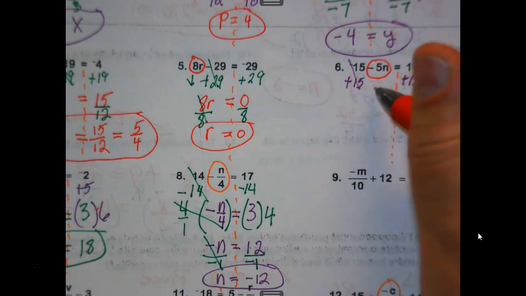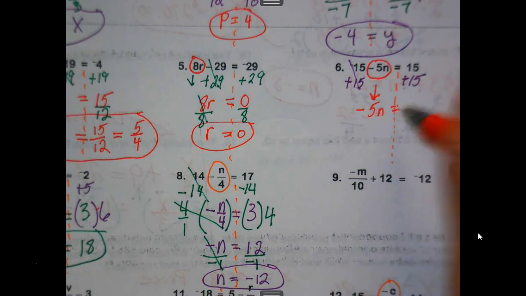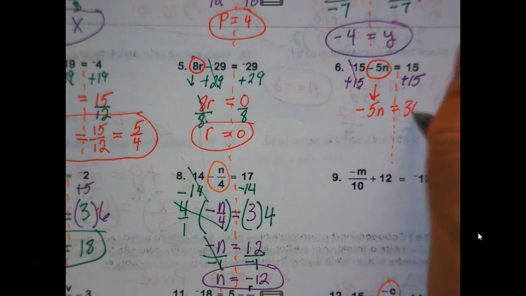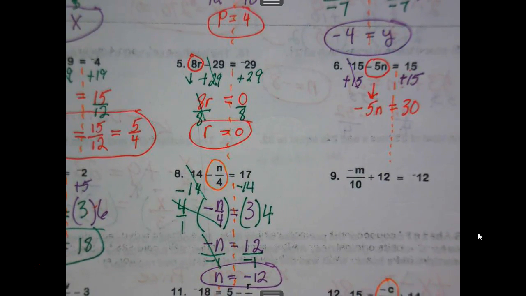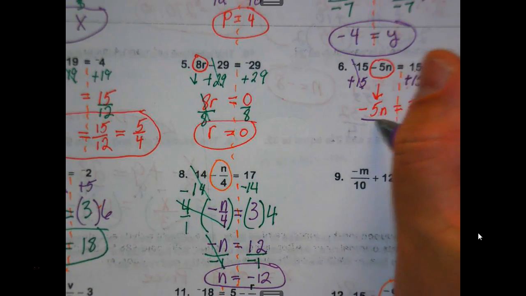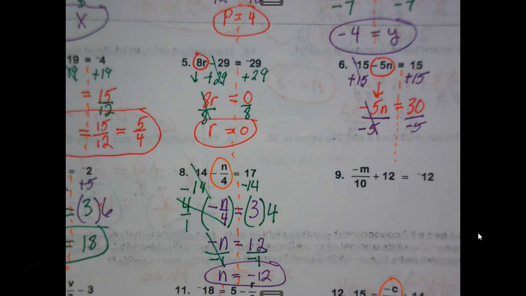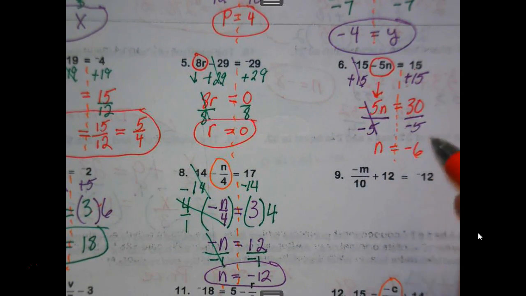Bring down the minus 5n. 15 plus 15, Burgess, quiet. 30. I have to get the n by itself. I have multiplication between the coefficient negative 5 and n, so I'm going to divide both sides by negative 5. N equals, careful, negative 6, right? Good, Trey.